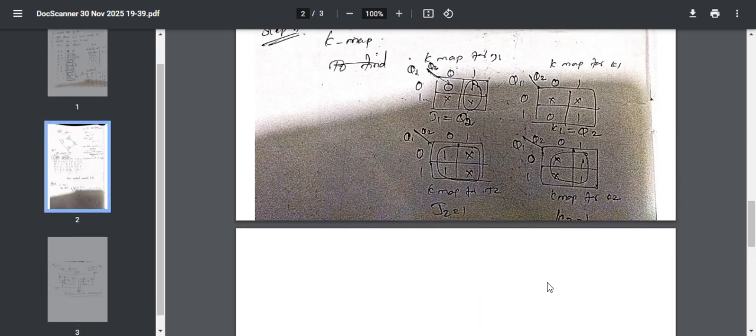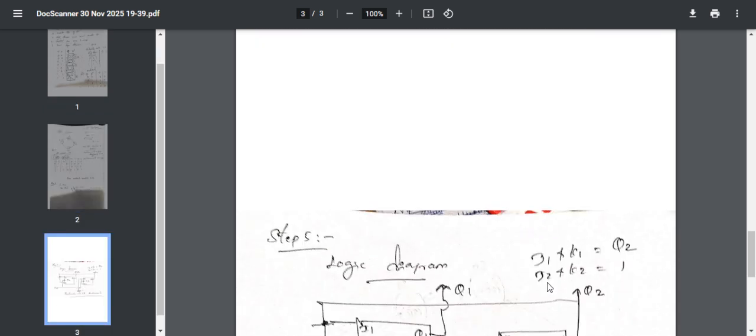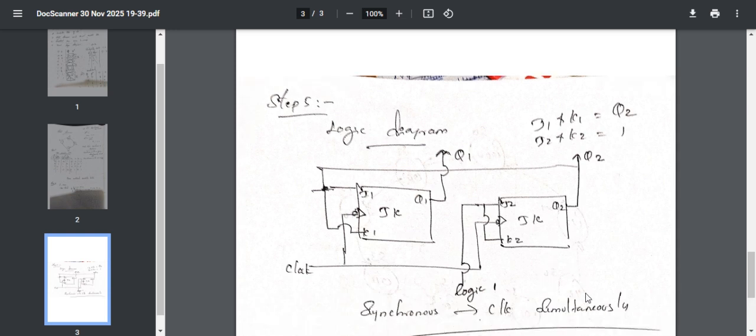Now, with these equations, we are going to design the synchronous counter like this. 2 flip-flops: J1 K1 Q1, J2 K2 Q2, and outputs Q1 and Q2. Since there are 2 flip-flops, we need to give the clock pulse connected to both flip-flops. Fine. And as per the equations, we got J1 and K1 equal to Q2, right? So J1 is connected to Q2.